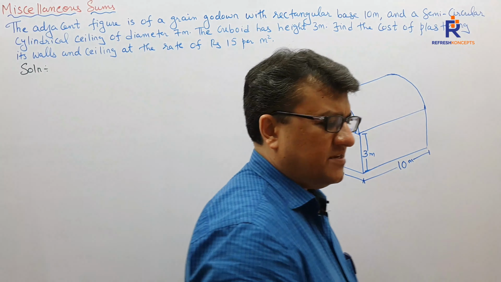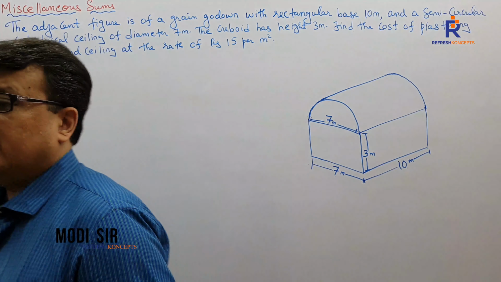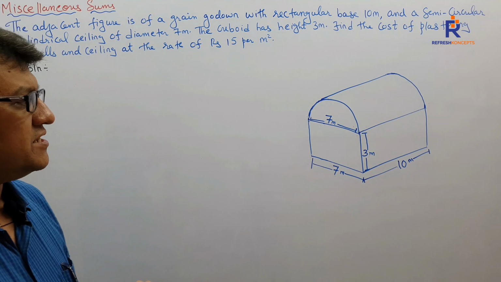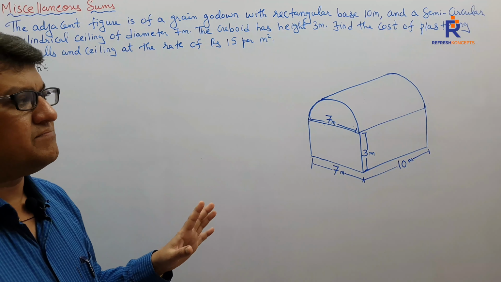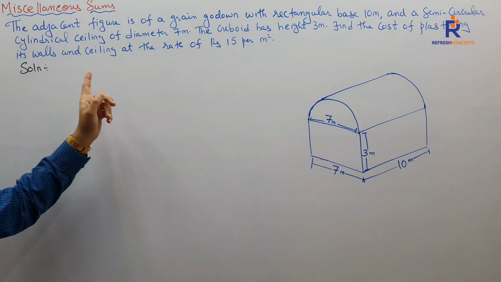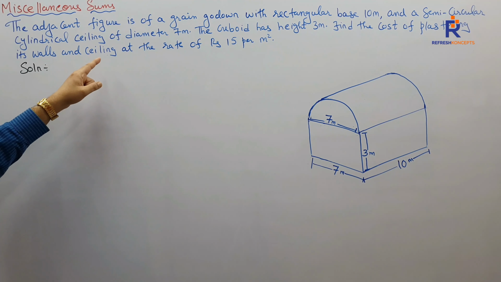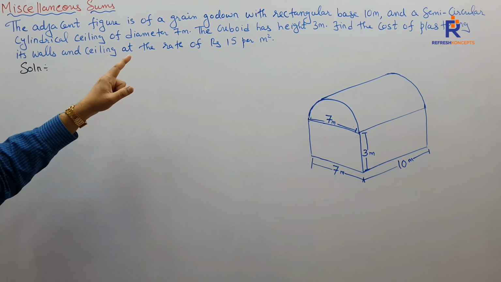Children, in the next question, the figure seems to be very, very interesting. If you happen to look at the question, the figure will fascinate you. It should be a good sum. Mind you, it's not a difficult one, right? Just see the question, understand the figure, and apply the formula. That's it. The adjacent figure is a grain godown, with a rectangular base 10 meter.